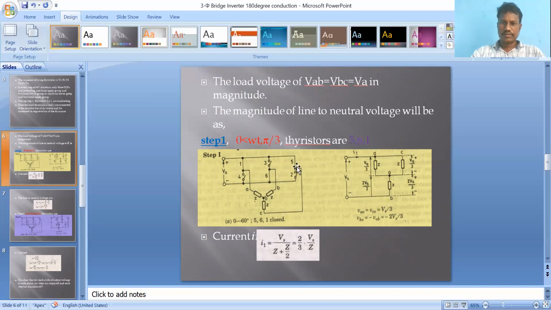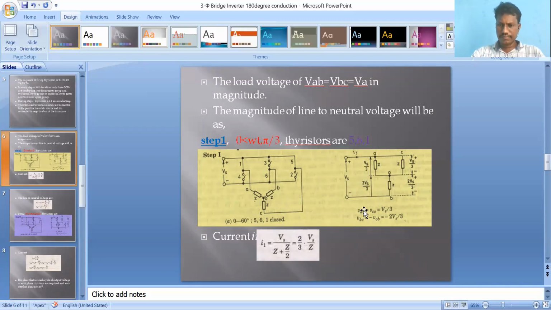In the first case, 1, 5, 6, three thyristors, two from the upper group and one from the lower group. To draw the equivalent circuit for the star connected load, the diagram is like this. A and C are Z, Z, and the other is Z. O is the neutral point. Let us take Vs. It is Vs by 3, and 2 Vs by 3. Adding these, we get Vs only. These two are in parallel, so two resistors in parallel. What is the equivalent? R into R by 2R, so that is R by 2, and the other is Z.